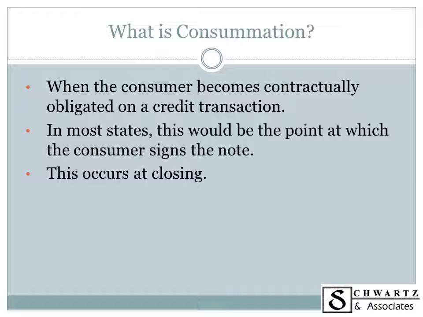What is consummation? The new rules reference consummation, not closing, throughout. So what exactly does that mean? Consummation is when the consumer becomes contractually obligated on a credit transaction. In most states, this is the point at which the consumer signs the note, and in Texas, this occurs at closing.